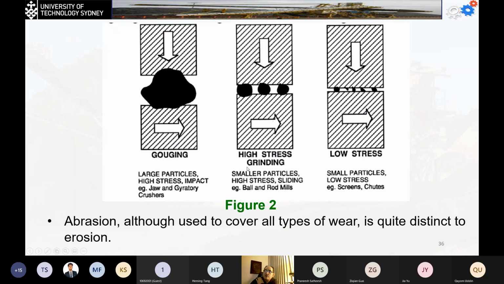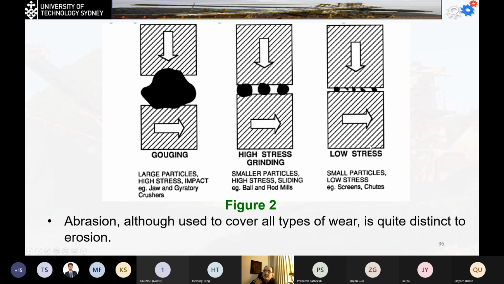So once again, the gouging is going to be almost the best effect because it's hardly touching the things. It's not going to damage the work. Larger particles are going to have stress impact, for example, the jaw and the gyratory crusher, but it's going to break up itself. The smaller one is going to have high stress grinding. And in this case, smaller particles are going to have high stress sliding effects like the ball and the roll mills. The small particles are going to have a small, low stress, like the screens and the tubes.